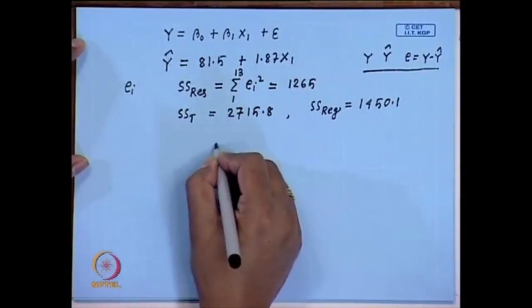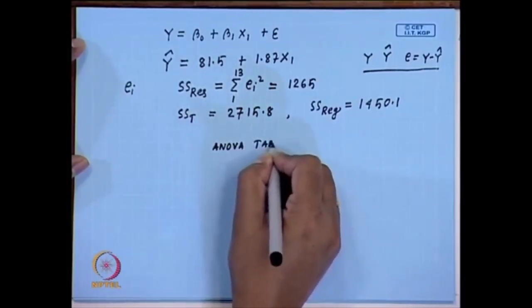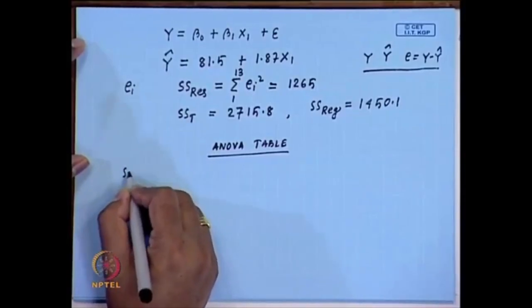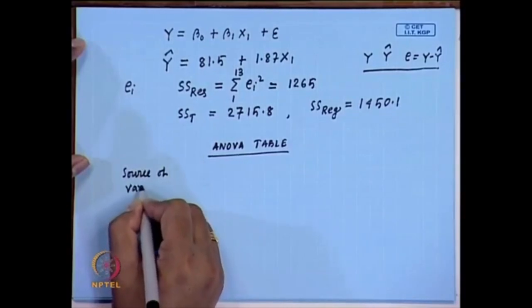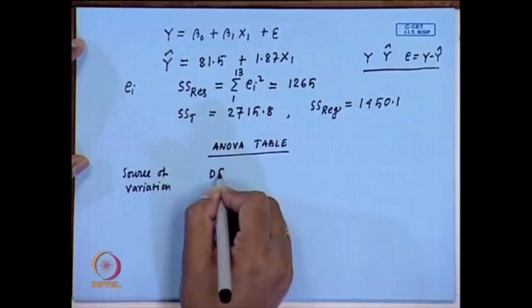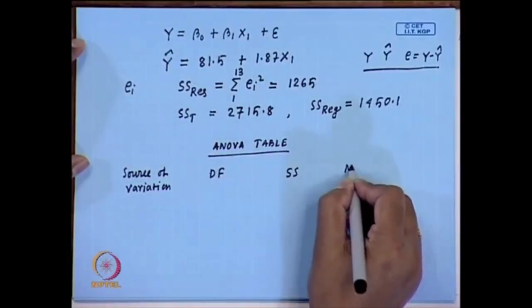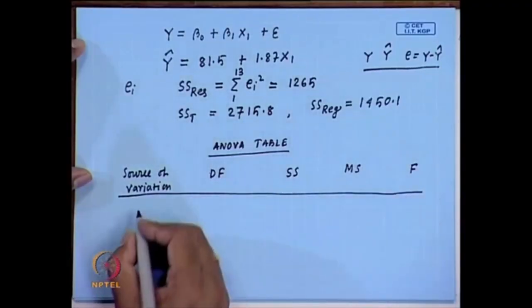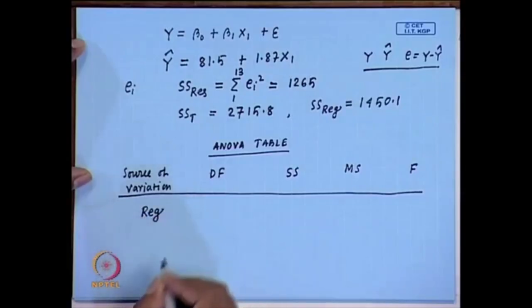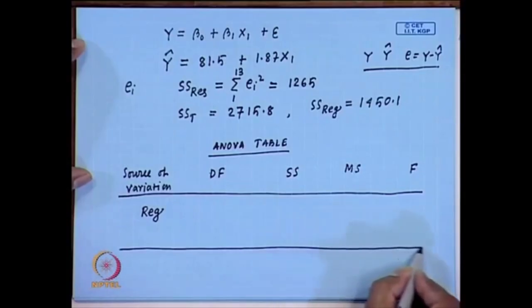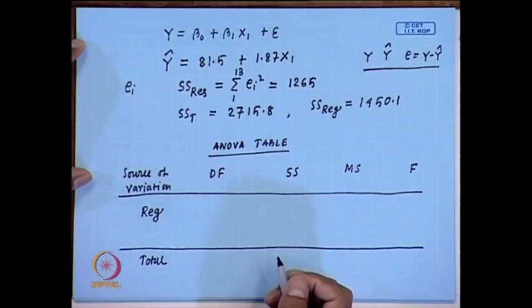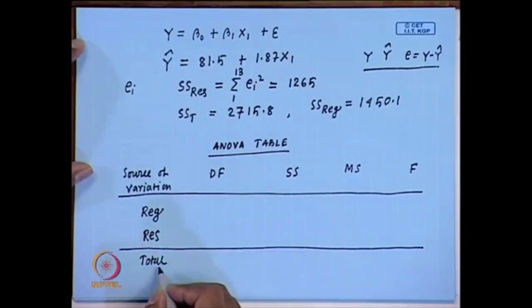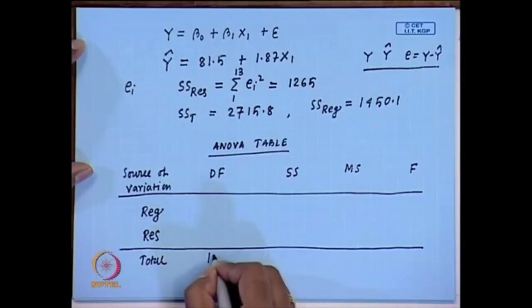Now, we can have the ANOVA table for this model. You write the source of variation, degree of freedom, SS, MS and the F statistic. Variation due to the regression model, total variation, and the part remaining unexplained, the residual. The total degree of freedom here is equal to 12 because there are 13 observations.